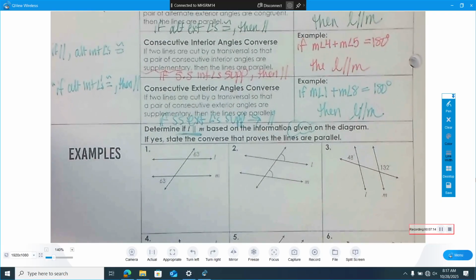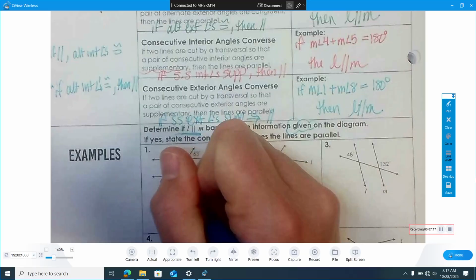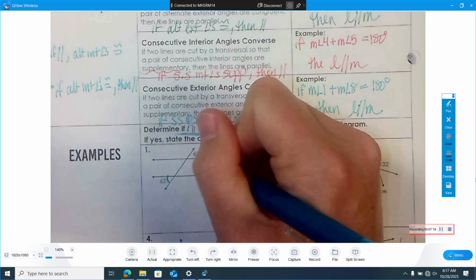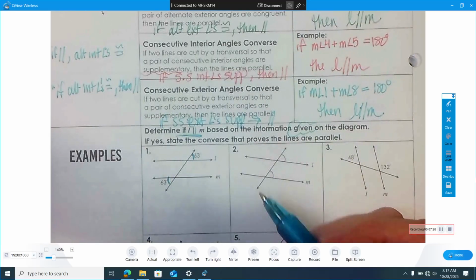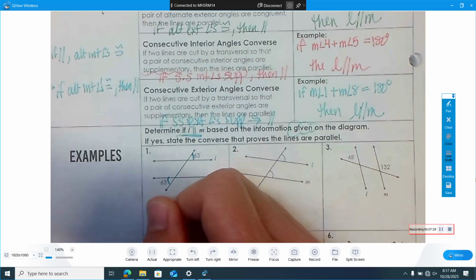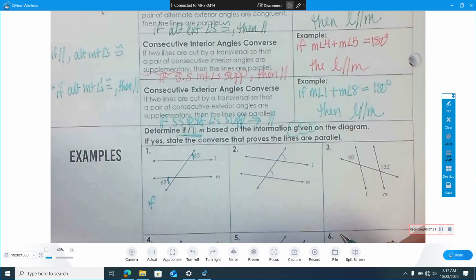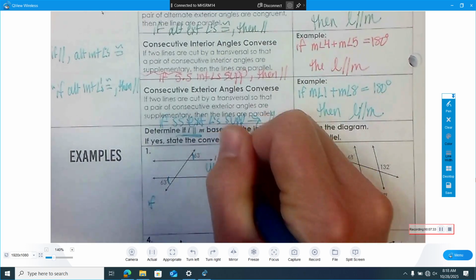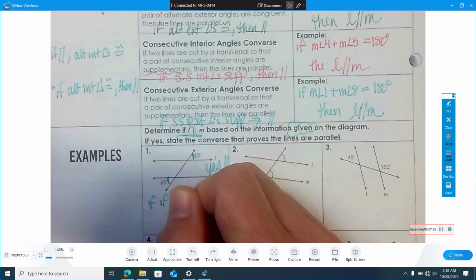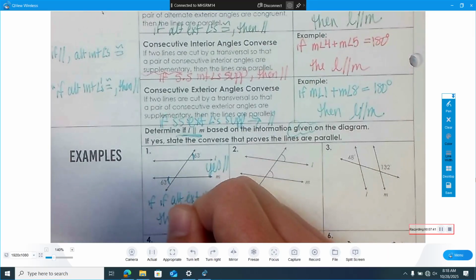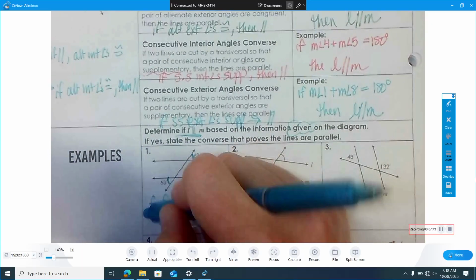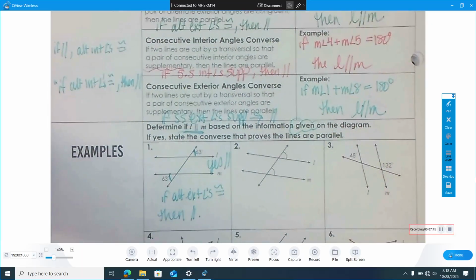So example number 1 here. Tell me about these angles. They are alternate exterior angles and they're congruent to each other. So are the lines parallel? Yes, they are parallel. If alternate exterior angles are congruent, then parallel lines. And 63 is equal to 63.